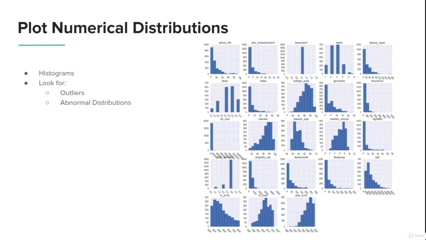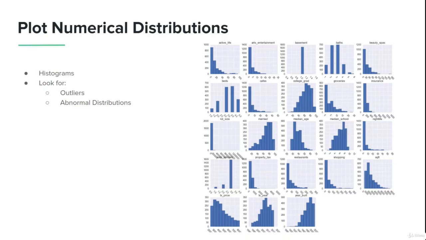The third step is that we need to plot the distributions of all the numerical data types. This is important to get more information, to study the distribution, and to understand a lot of things. The best plot for this purpose is the histogram. The first thing you need to look out for are the outliers and abnormal distributions. To identify outliers in a histogram, we need to look for a bar that is not part of the entire distribution.